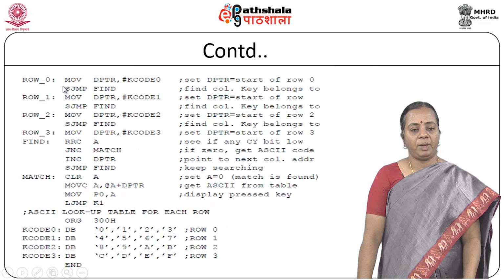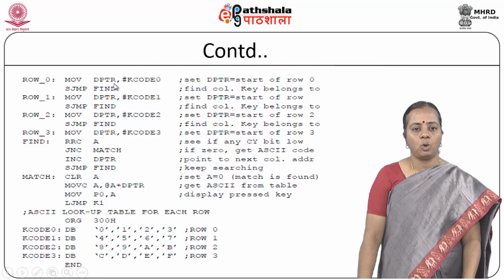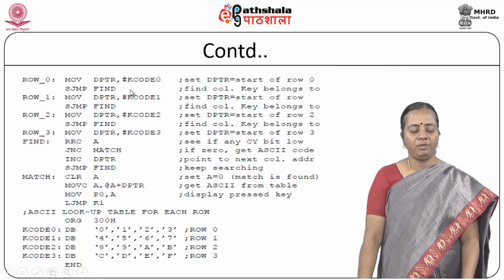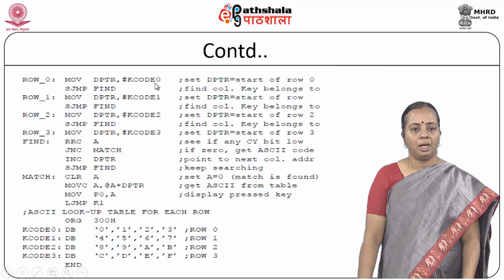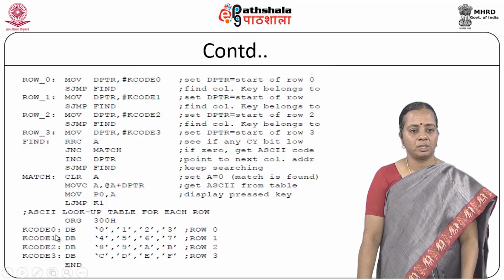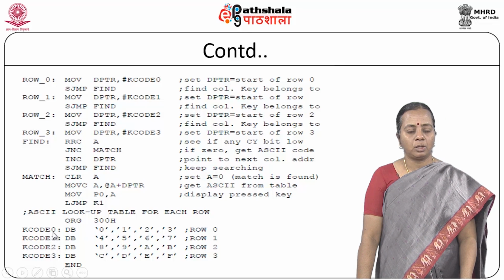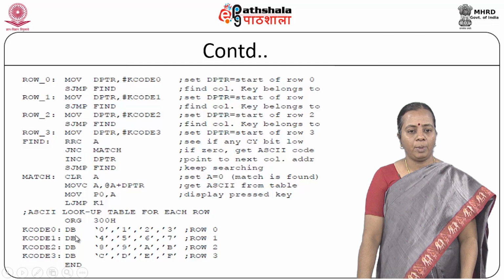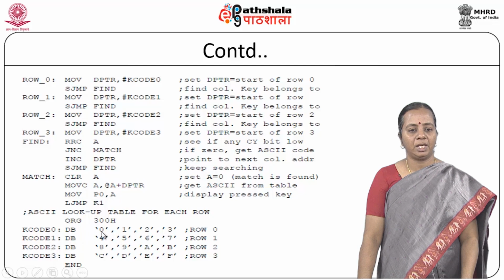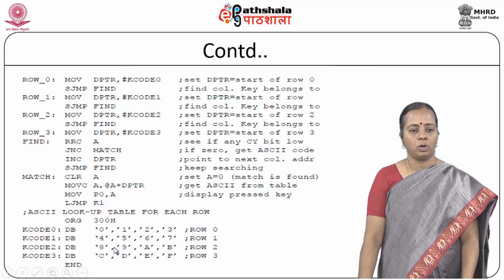So now if I think that I have come to row 0, that means I am finding that the last row I am getting a 0. Now I have to find out which column is pressed. So first I will look at move DPTR hash code 0. What I am looking at here is, for row 0, I have a memory where I have stored data as 0, 1, 2, 3. So 4 keys are stored over there.